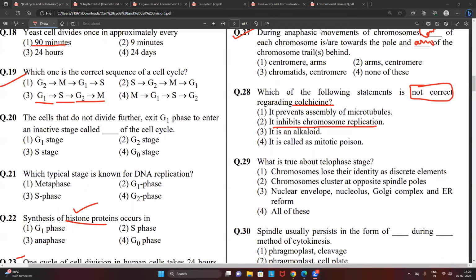Very, very good. Most people have given the answer as 1 or 2. It's not 1. It is not involved in preventing the assembly. It inhibits the chromosome replication. Not to get confused, oh no. What does the question say? One second. Which of the following statements is not correct? Okay, got it. Right. It inhibits the chromosome replication. Of course, it never inhibits the chromosome replication. Colchicine is only involved in inhibiting the microtubule assembly. Undoubtedly, that will be the right answer. It is an alkaloid. It is also called a mitotic poison. The correct answer is 2.